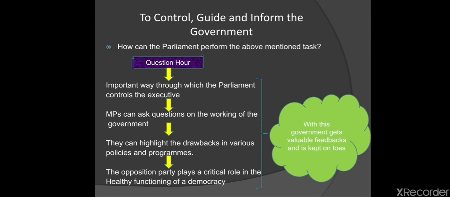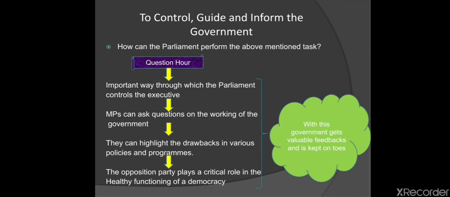The main motive of this question hour is to keep the government on toes, to keep the government on alert, you can say. They have the right to ask the government about any policy and law, and the government should clarify. So this is an important way through which the Parliament controls the executive. Executives are the prime minister, president. So Parliament controls the executive branch through this question hour.